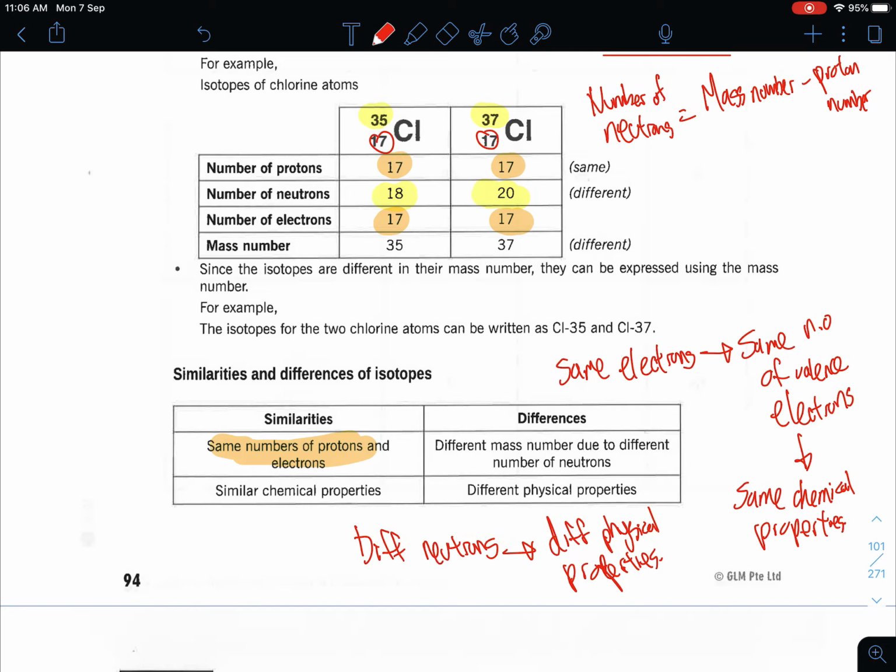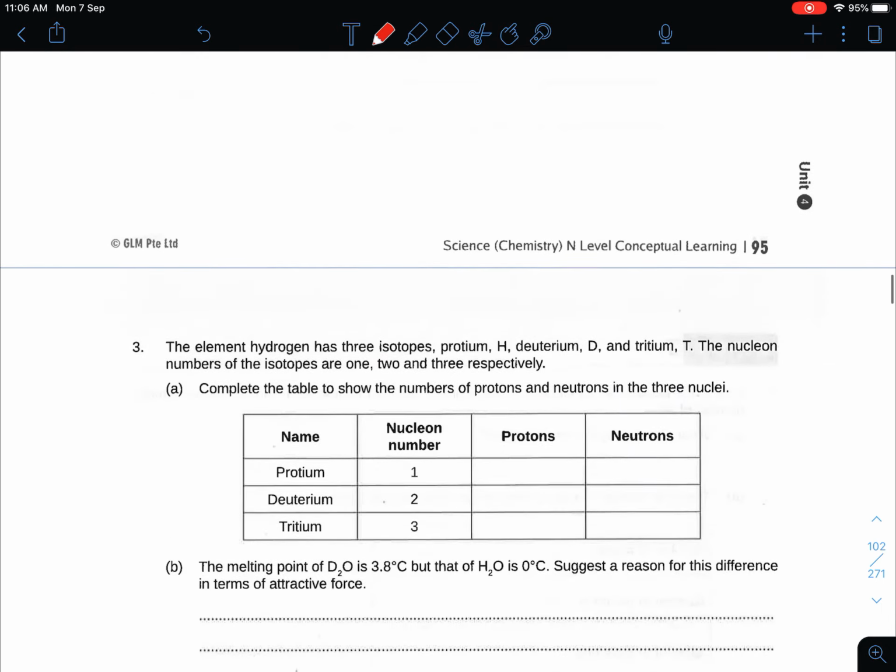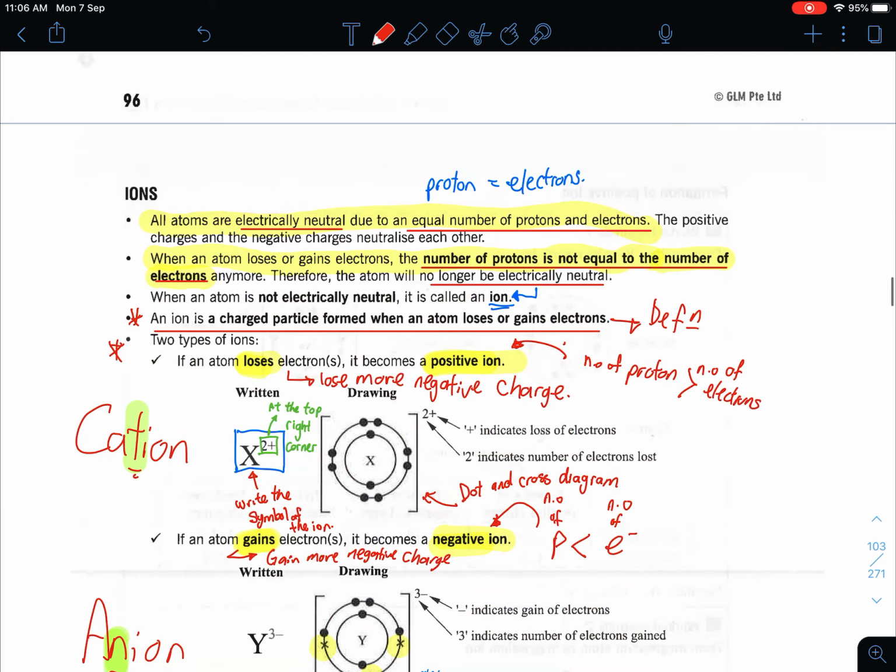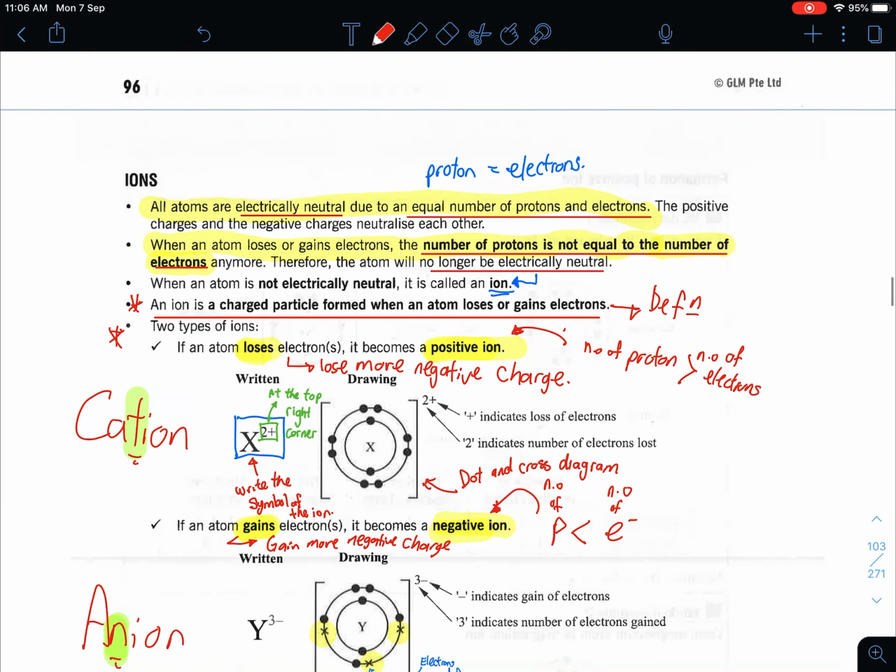Okay, so what are some physical properties? They can be density, melting and boiling point, solubility, conducting of electricity, etc. But more towards density, anything that involves mass, and melting and boiling point as well. Okay, the next part we will actually be talking about ions.